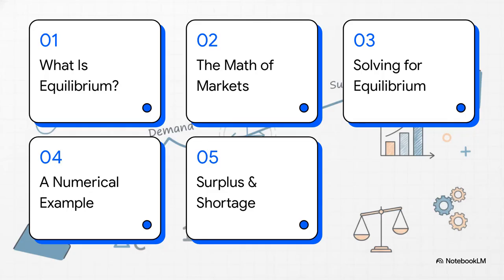So here's our game plan. We'll kick things off with a big picture definition. Then we'll get our hands dirty with the math. After that, we'll solve for equilibrium step by step, run through a real number example to make it stick, and finally, look at what happens when things go a little off balance.